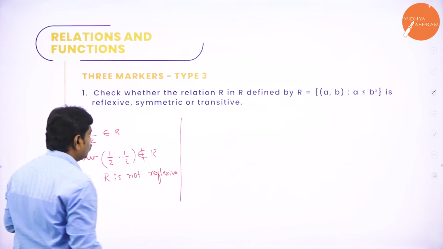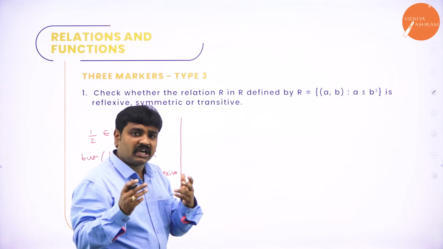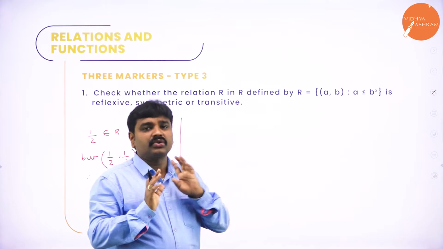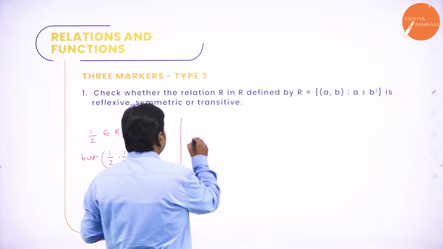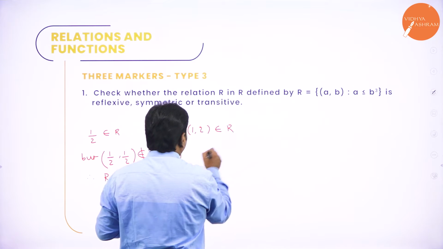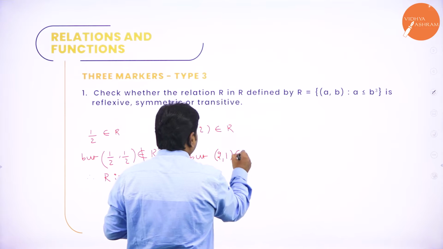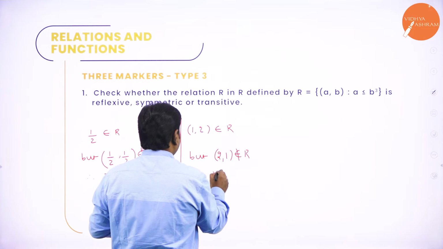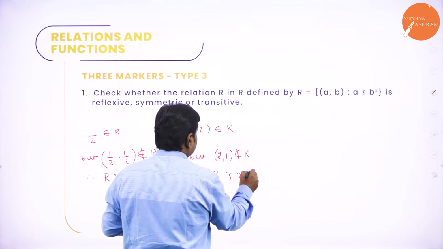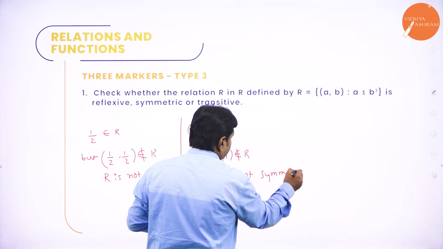After reflexive, we need to check symmetric. Symmetric means what? Take one ordered pair, its reverse should belong to the relation. Now for example, 1 comma 2 belongs to R, but 2 comma 1 does not belong to R. Therefore R is not symmetric.